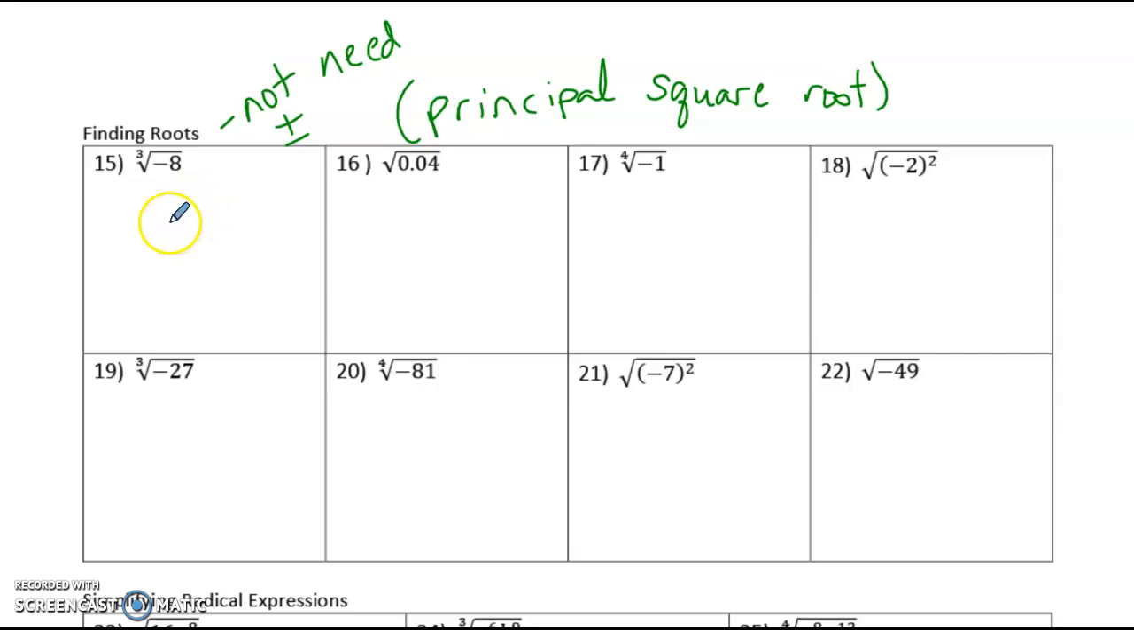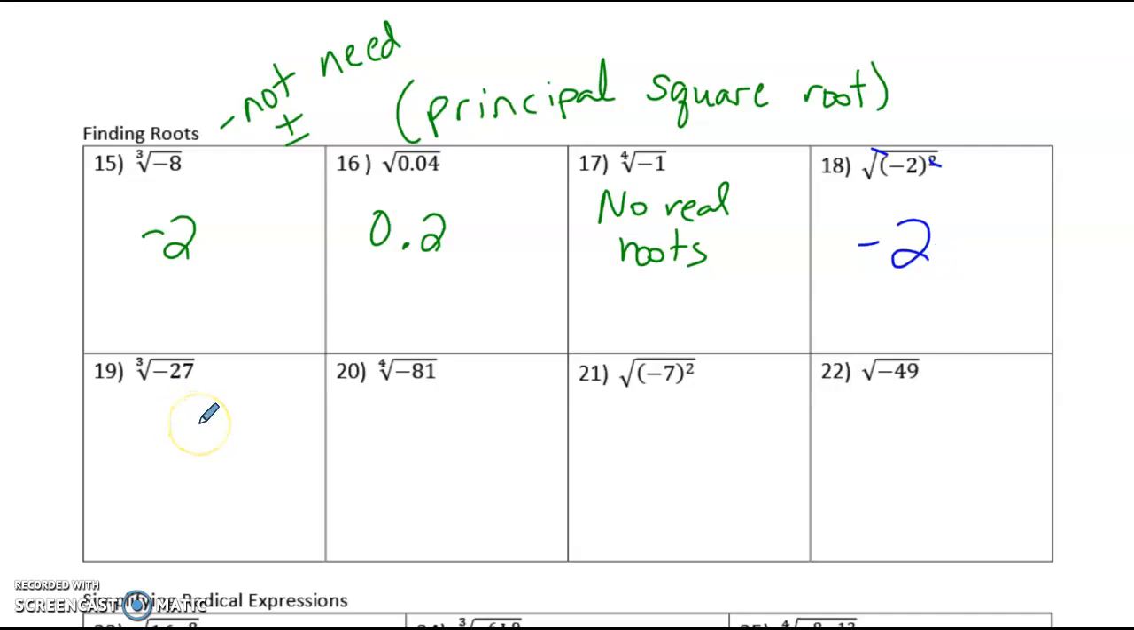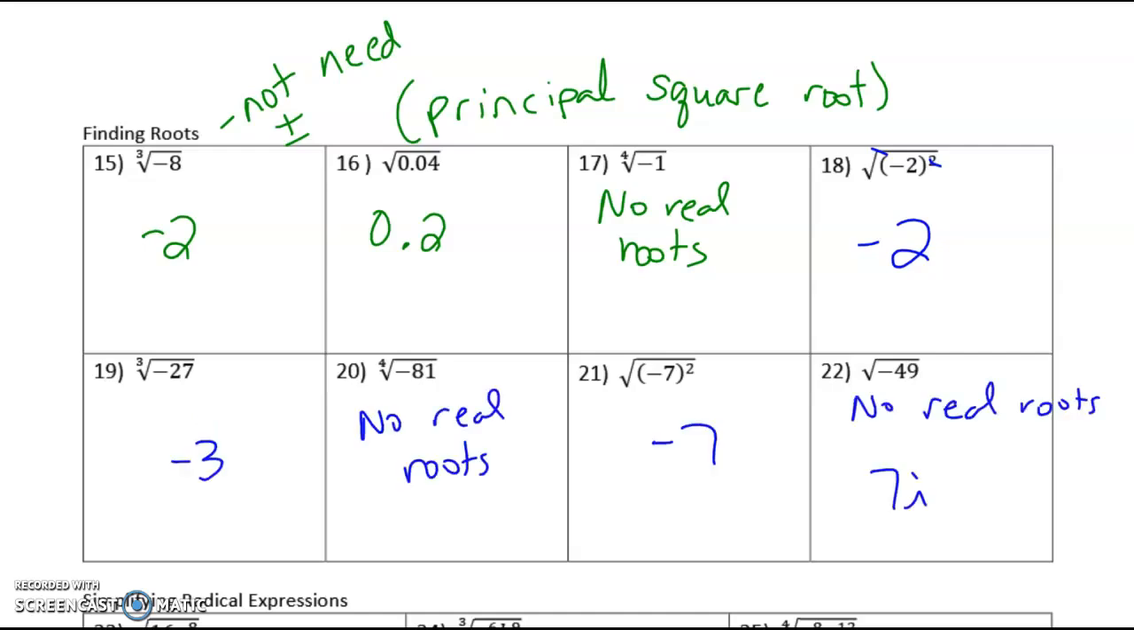So what times what times what is -8? That would be -2. Okay, square root of 0.04, 0.2. Fourth root of -1, there are no real roots. Okay, now this one, we can't take the square root of a negative, but since it's in parentheses, we can cancel the square and the square root just to get -2. Okay, what times itself 3 times is -27? Why don't you guys try the last row? Go ahead and pause the video, try that last row. All right, go ahead and check those, and then we'll move on to the last section.